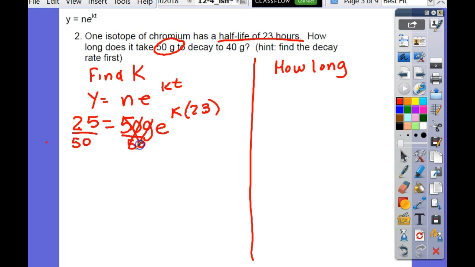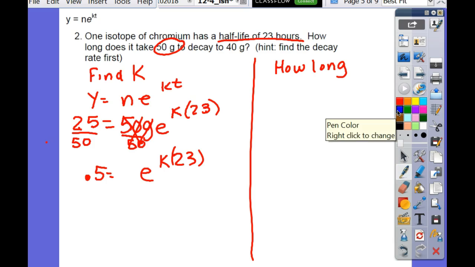And that's the grams there. And so this would be 0.5 equals e^(k times 23). I'm solving for the k. k is an exponent. The only way to get the k out of the exponent is take the log of both sides. You take the natural log because there's an e in this problem.